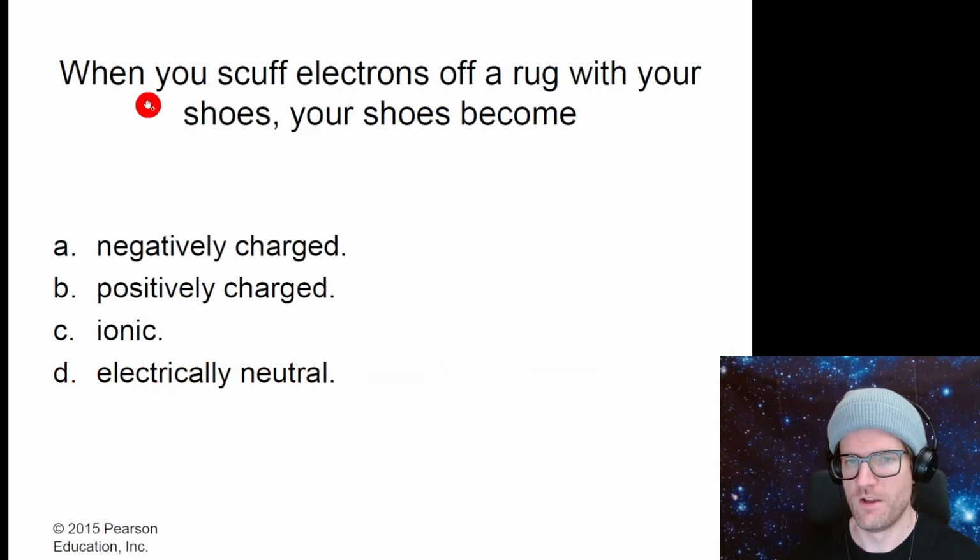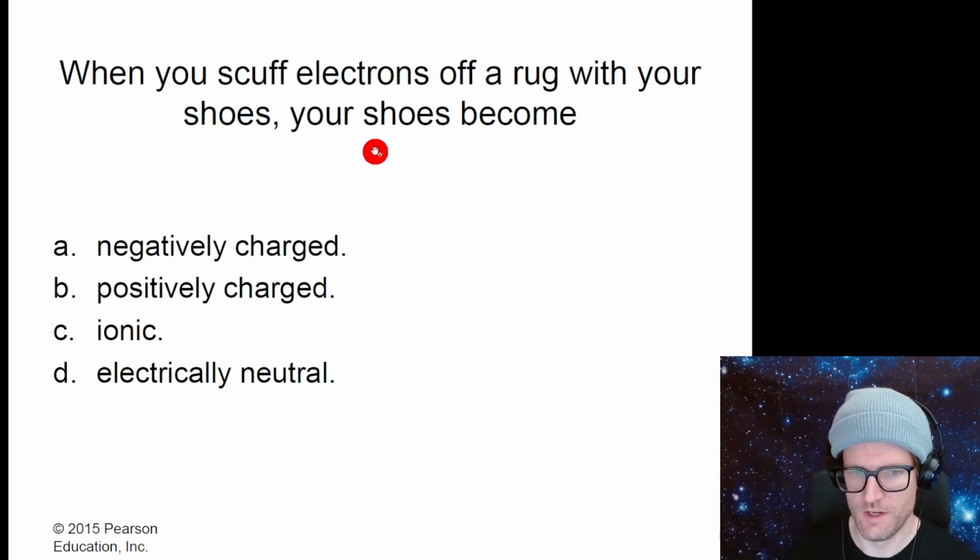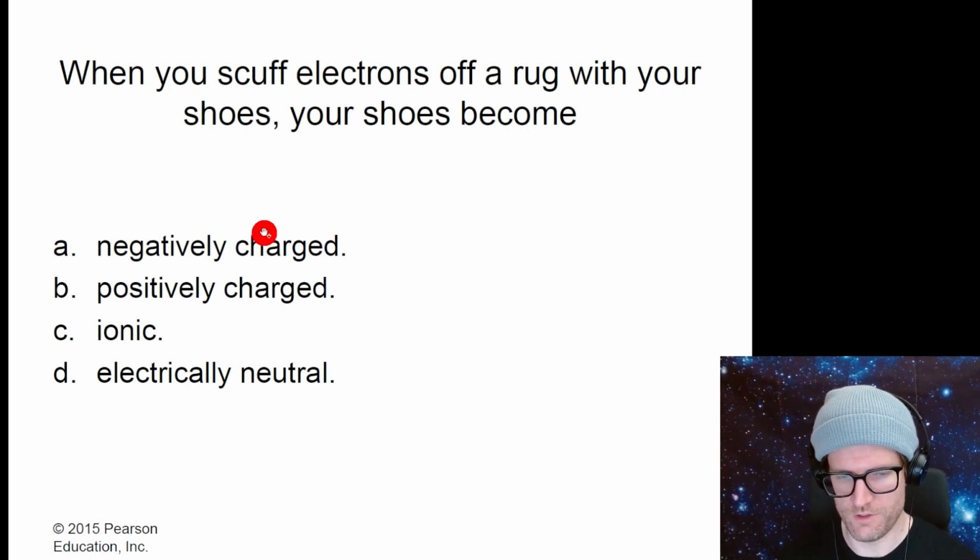Okay. When you scuff electrons off a rug with your shoes, you become... so you're pulling the electrons off the rug into your shoes. That means your shoes are going to become negatively charged.